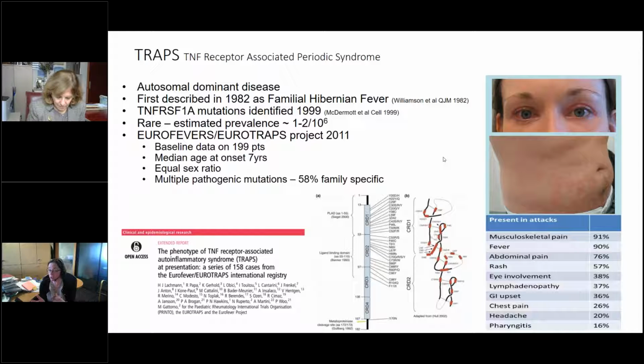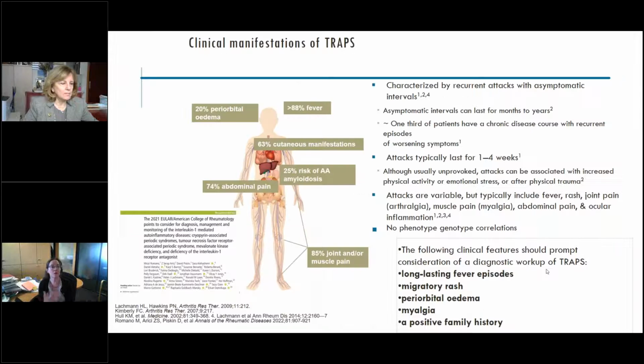The manifestations of this disease are, on the whole, around musculoskeletal pain, fever, and non-peritonitic abdominal pain. Rash is common, eye involvement is common. And these manifestations can vary from attack to attack, and they change a bit through age as well. So TRAPS can change a bit over time. But the disease is very similar between children and adults. Shown here is a pretty typical serpiginous rash in one of my adult patients and the sort of eye involvement that we see.